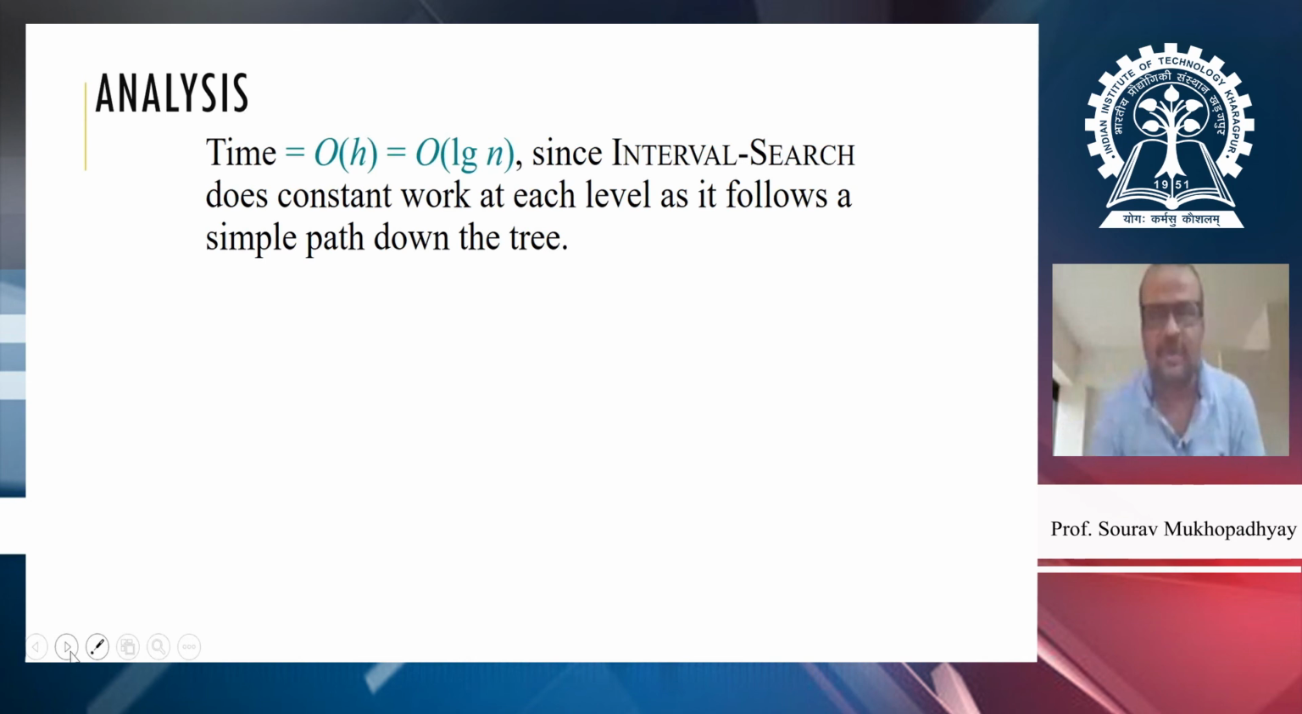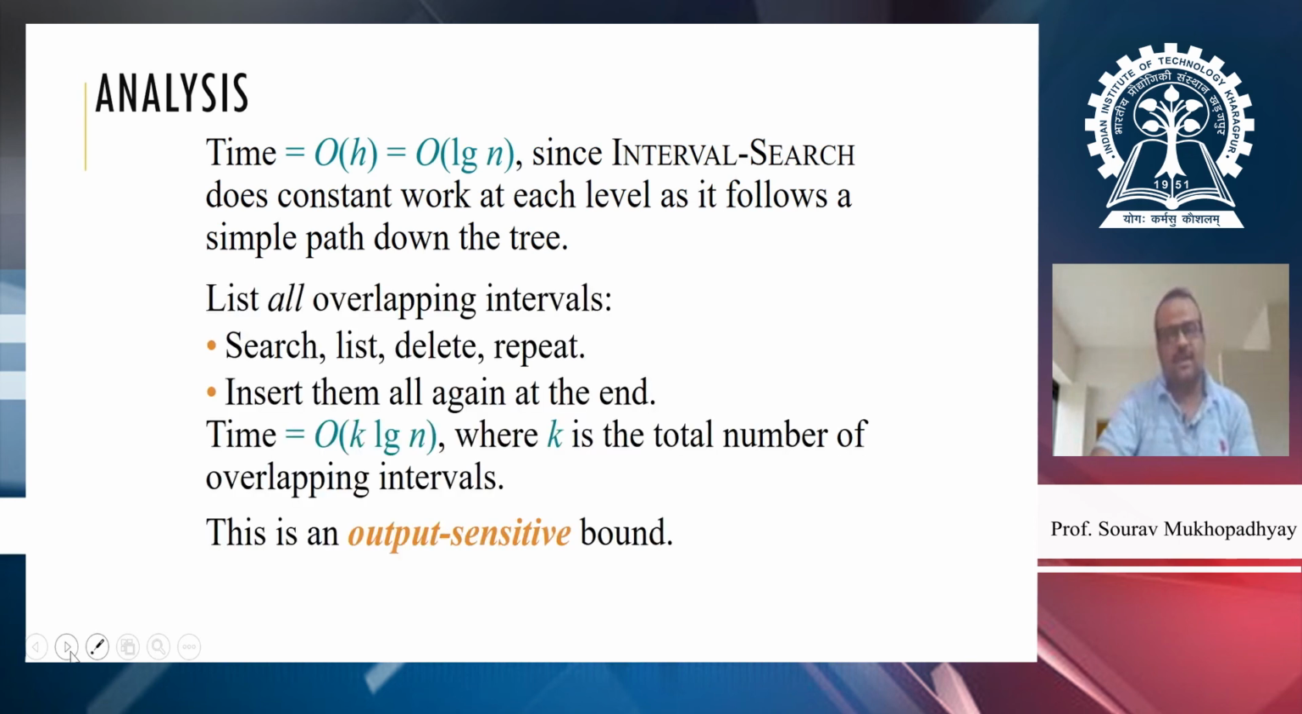The deletion will cost log n time. If we delete the interval which we have got, then after deletion, if we search again, we will get the next interval which is overlapping. Once we get it, delete it, get it, delete it. Like this. How much time will it take? It will take k log n time, because the deletion will cost log n time, and the searching will also cost log n. So this is an output sensitive bound.